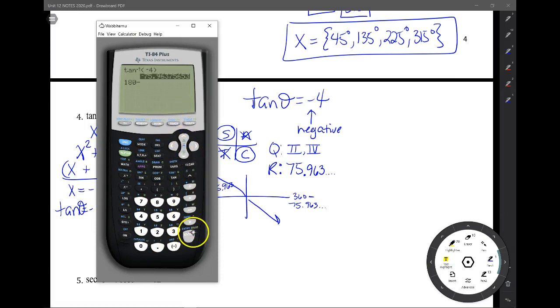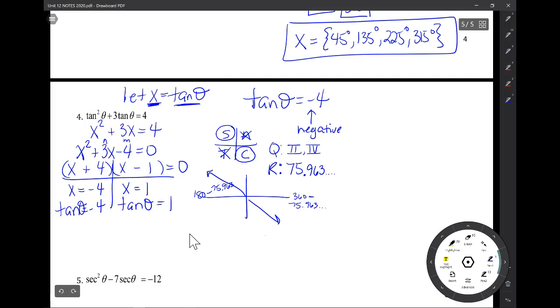Actually, let me do that, but then I have to go back and get rid of that negative, because we don't want that in there. Okay, answer. There we go. So our angle that would fall in quadrant 2 is 104 degrees, because remember, we're rounding to the nearest degree. And our answer in quadrant 4, you would do the exact same thing, 360 minus the 75 point and so on, and you get 284 degrees.